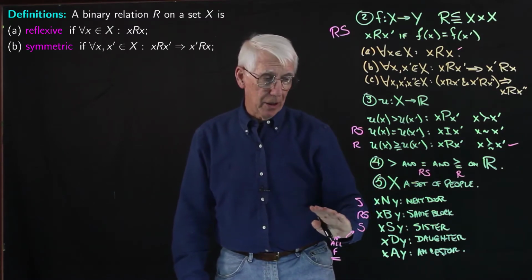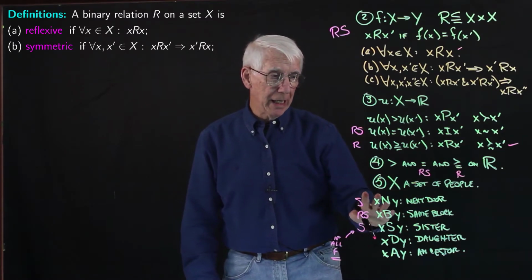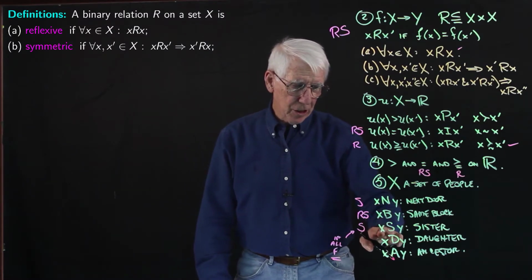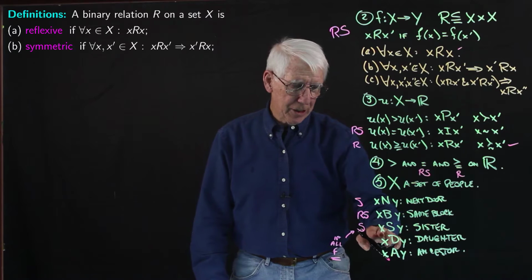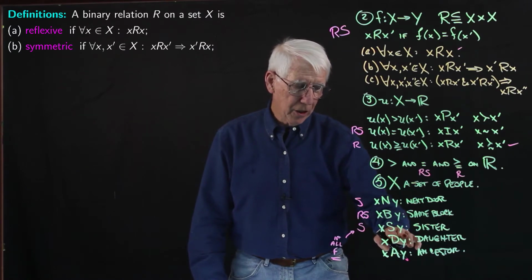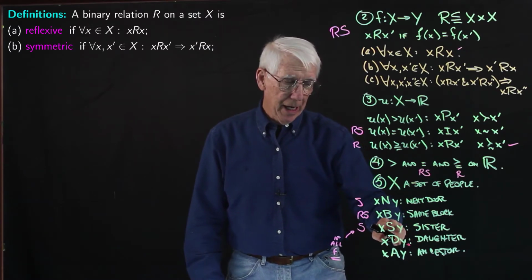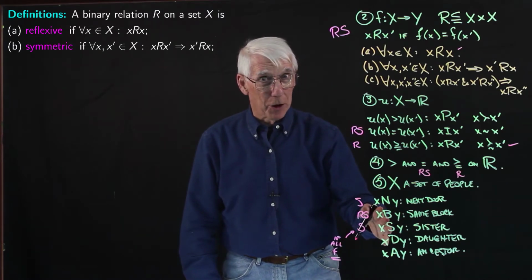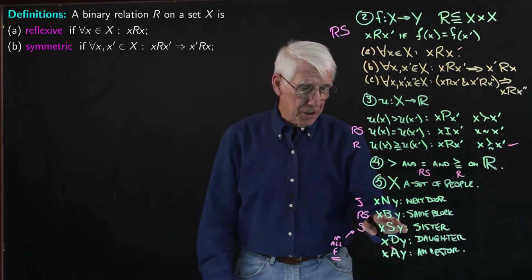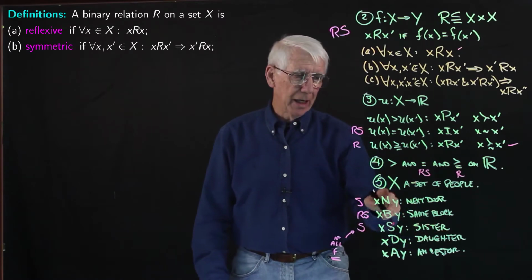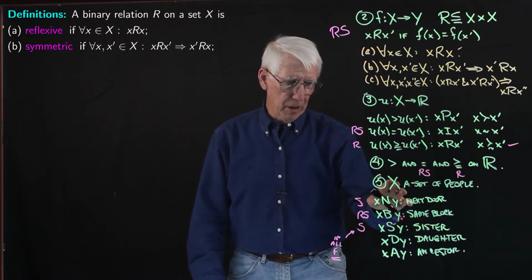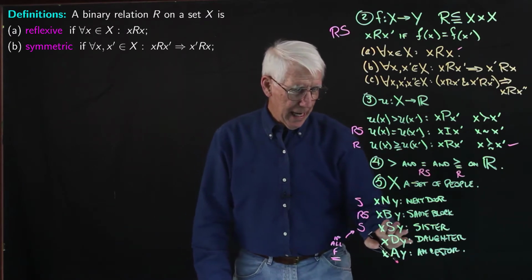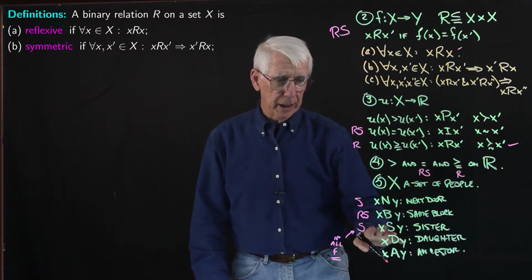everyone in X is female, because if we have any males, then X could be a sister to Y, but X could be female, Y could be male, and Y wouldn't be a sister to X. Y would be a brother to X. So this is not symmetric unless everybody in X is female. Daughter, clearly not symmetric, and ancestor, clearly not symmetric.